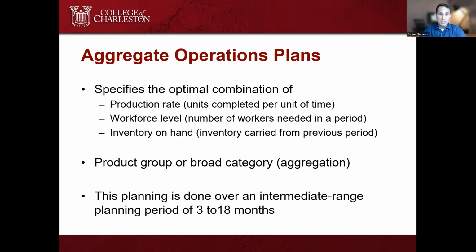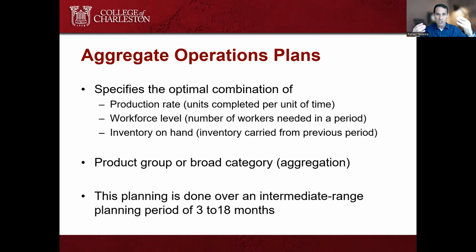Aggregate operations plan specifies the optimal combination of production rate, units completed per unit of time. What's our production rate? What's the workforce level, the number of workers needed in a given period, and inventory on hand: how many parts we have, how many work-in-process products, semi-finished products and finished products. So the aggregate operations plan tries to find this optimal combination. What is the best combination? That's what this is saying.